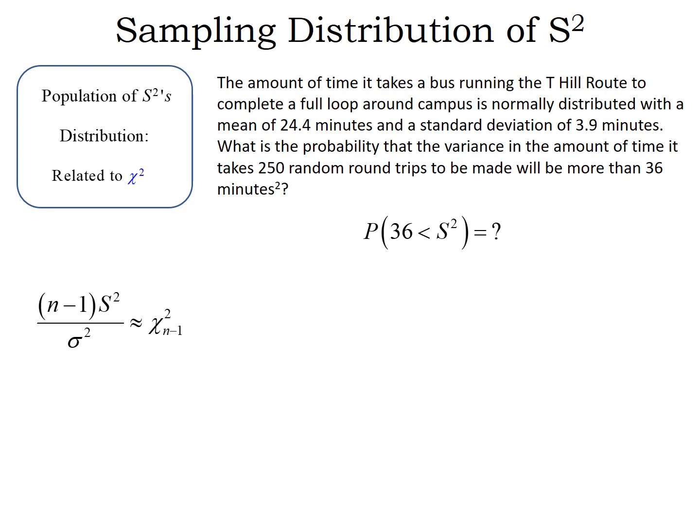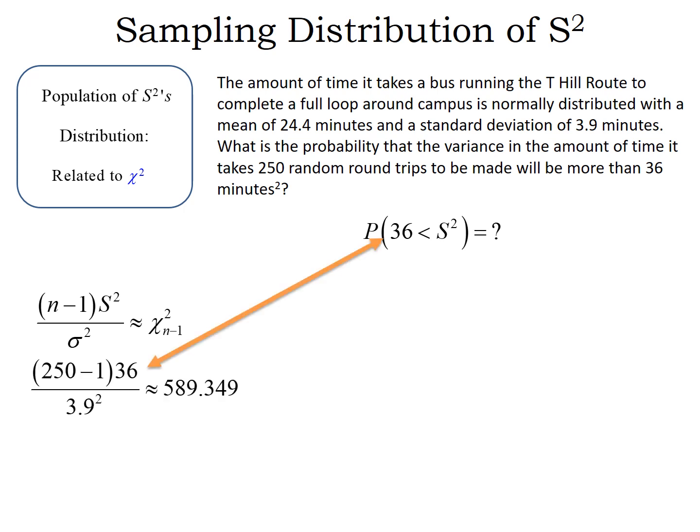To use our transformation, we have to make sure we have all our parts identified. n is our sample size, that's 250. Sigma squared is our true variance. We know the true standard deviation is 3.9, so we need to square that to get the variance. And the value of S squared, our boundary, is 36. We want S squared to be 36 or higher. So I'm going to replace n with 250, sigma squared with 3.9 squared, and S squared with 36. A sample variance of 36 equates to a chi-squared score of 589.349.